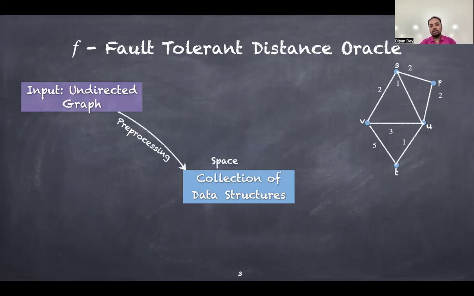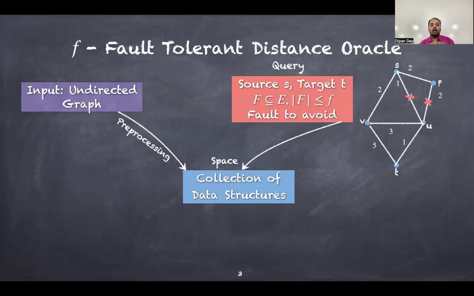This oracle, or collection of data structures, can handle a certain type of query. You query the oracle that you want to go from source S to target T after avoiding the set of edges F. We are only talking about conflicts on edges, so the faults are on edges only, and small f is the highest number of faults a particular distance oracle can tolerate.